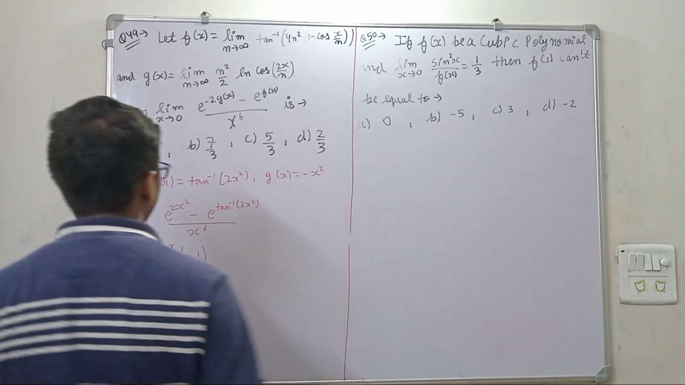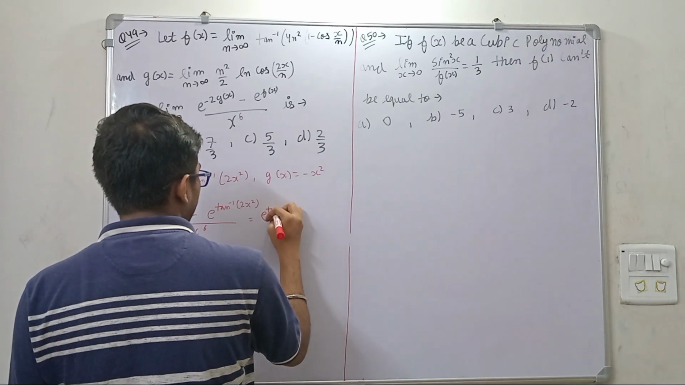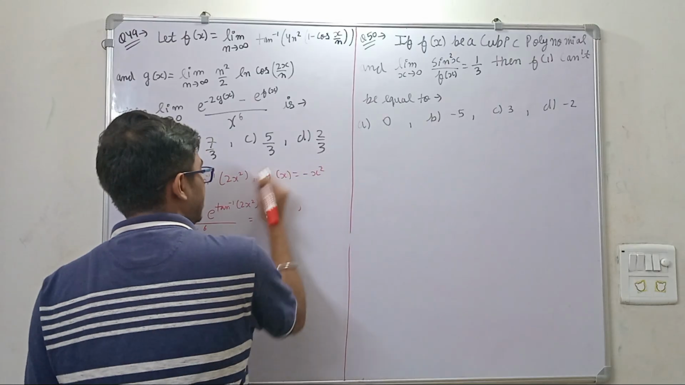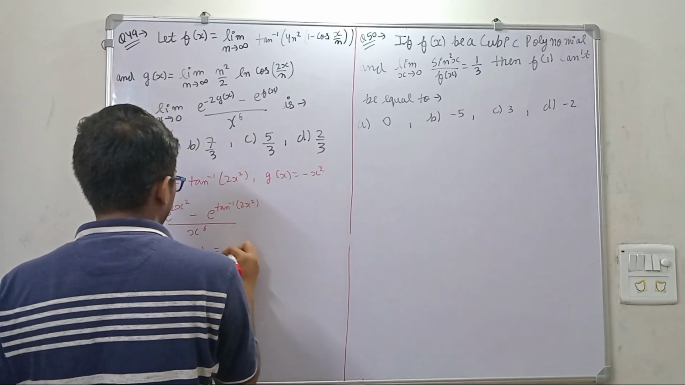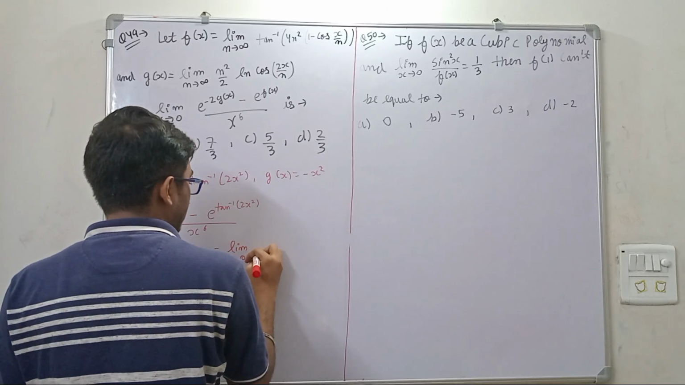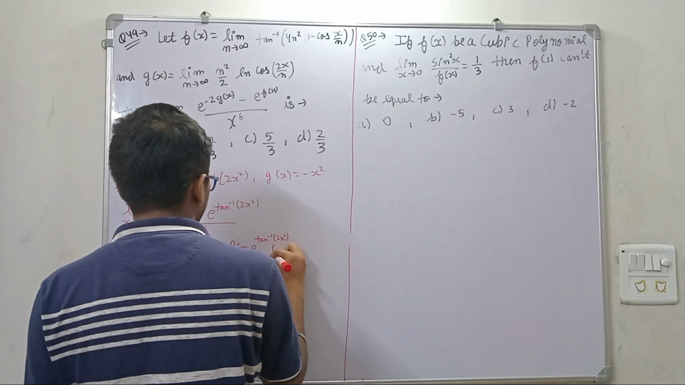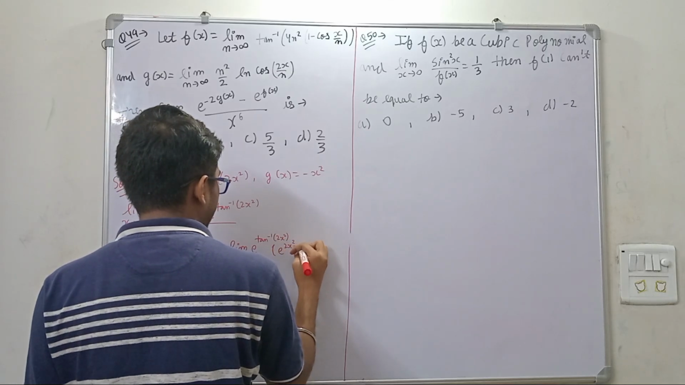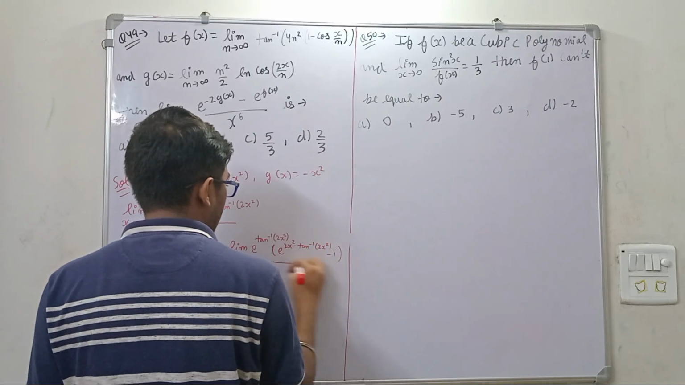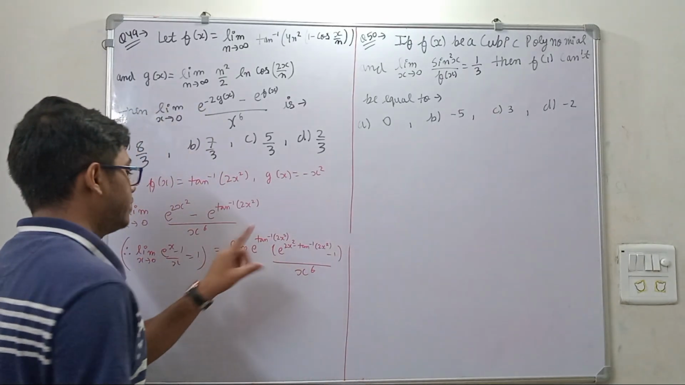Now take e to the power tan inverse 2x square common. So this will be e to the power tan inverse 2x square common from here, and this will be left out like this. Limit x tends to 0 e to the power tan inverse 2x square times (e to the power (2x square minus tan inverse 2x square) minus 1) upon x to the power 6. Now x will be 0, that will be 0.